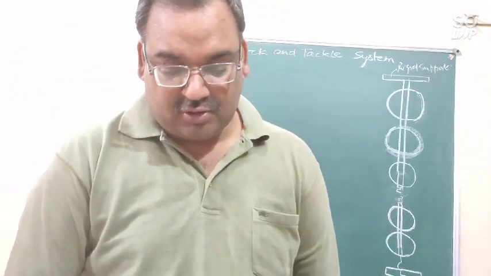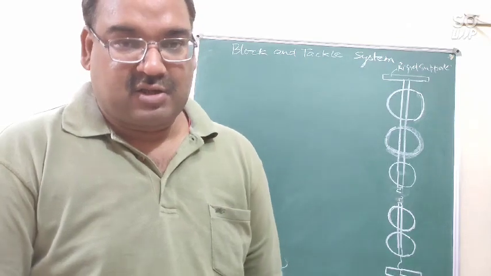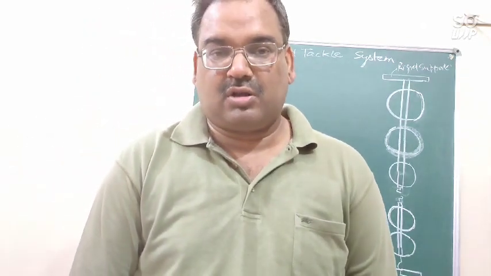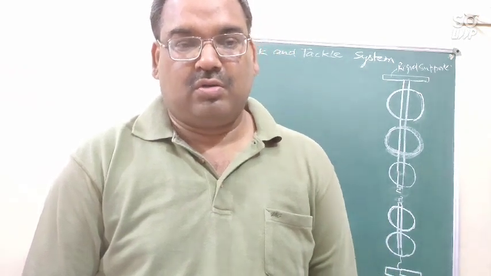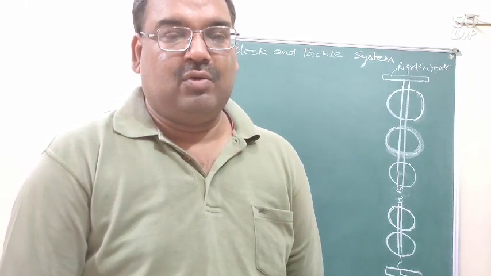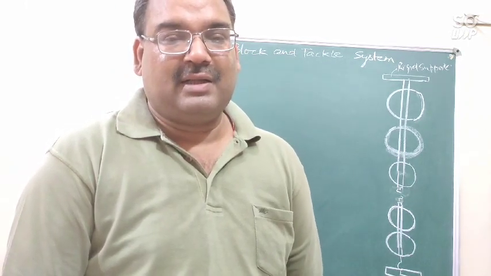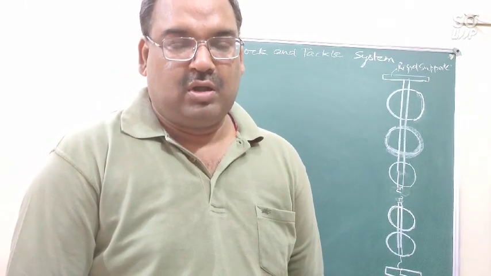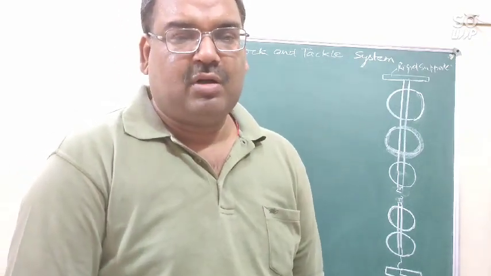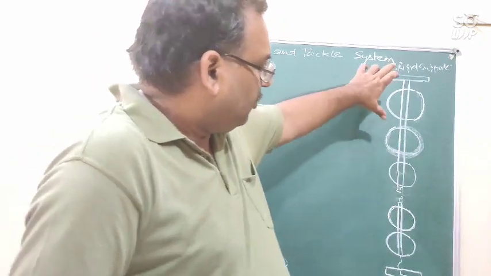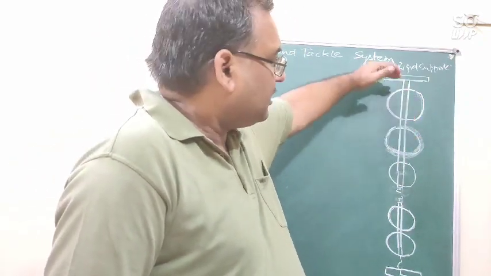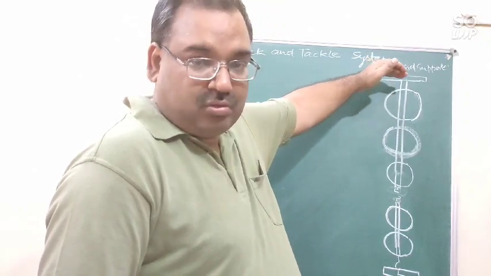The next combination of pulleys is the block and tackle system. As the name suggests, there are blocks. There are 2 blocks, one that is supported by the rigid end, and the other one that is supported by the tackle and is a movable block. What is a block? A block is a frame in which there are a number of pulleys. So there is one block which has 3 pulleys in it, and this is supported by a rigid support.